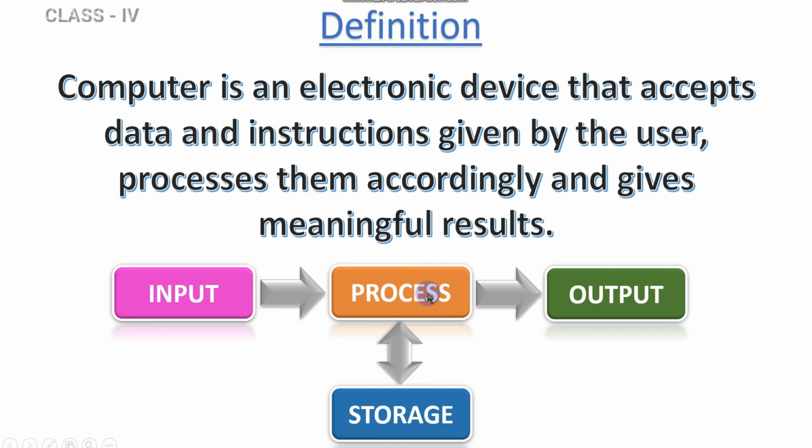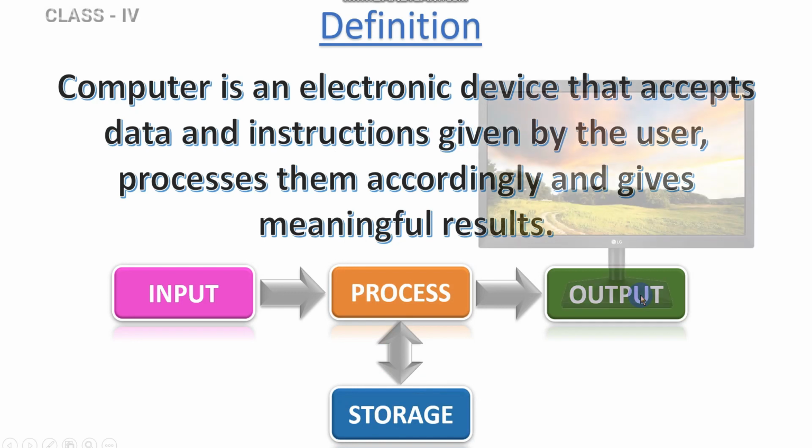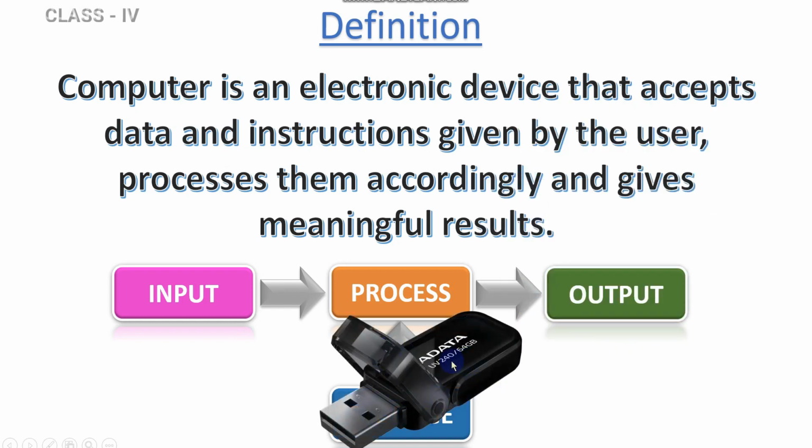Now comes the process. In the process, we have the CPU, where all the work is being done, or the process of working on the given data and instruction is done. Now we have the output. With the help of this monitor, we will be able to see the final result of the processed data and instruction given by us. Now with the storage, we have this pen drive, or you can use CDs also to store the data for later use. This storage is directly related to the process or the CPU.